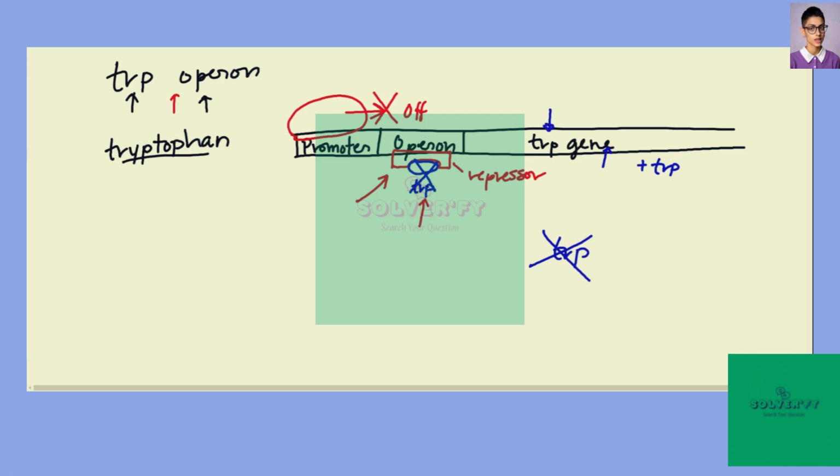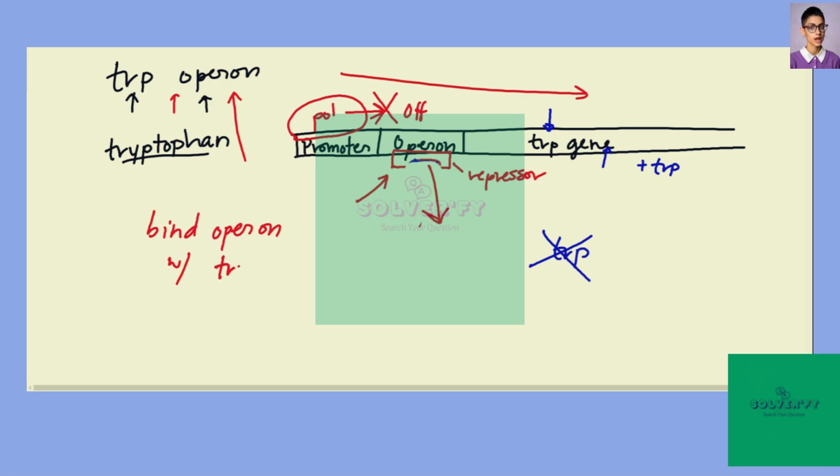So in the absence of tryptophan, the repressor is going to become unbound from the operator, and that's going to free up the mobility of our polymerase to move on with gene transcription. So here the point of the trp operon is to bind the operator in the presence of tryptophan, and it's going to unbind the operator when there is no tryptophan present.